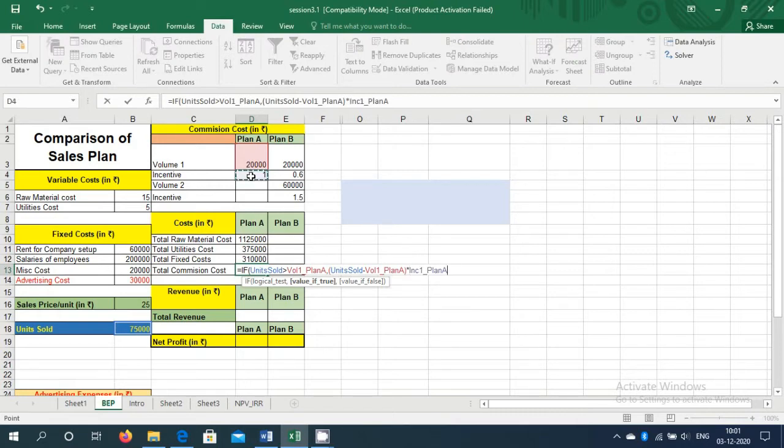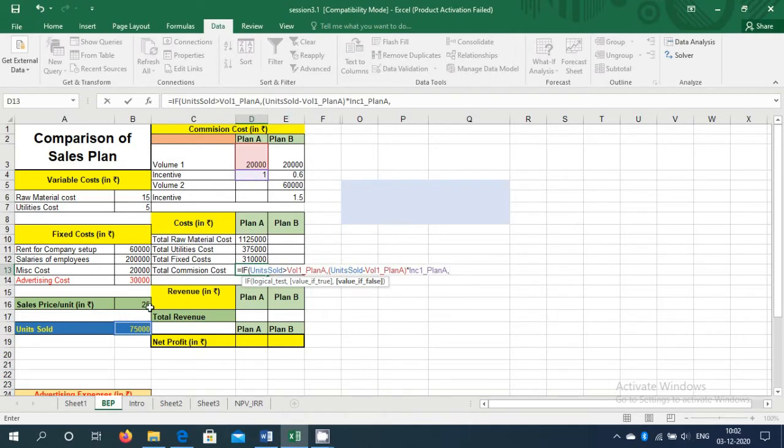So this is the IF condition. If units sold, that is 75,000, is more than volume 1 of plan A, that is 20,000, yes it is satisfying. Then what we have to do is 75,000 minus 20,000, which comes to 55,000, multiplied with incentive 1 of plan A, that is 1 rupee per unit.